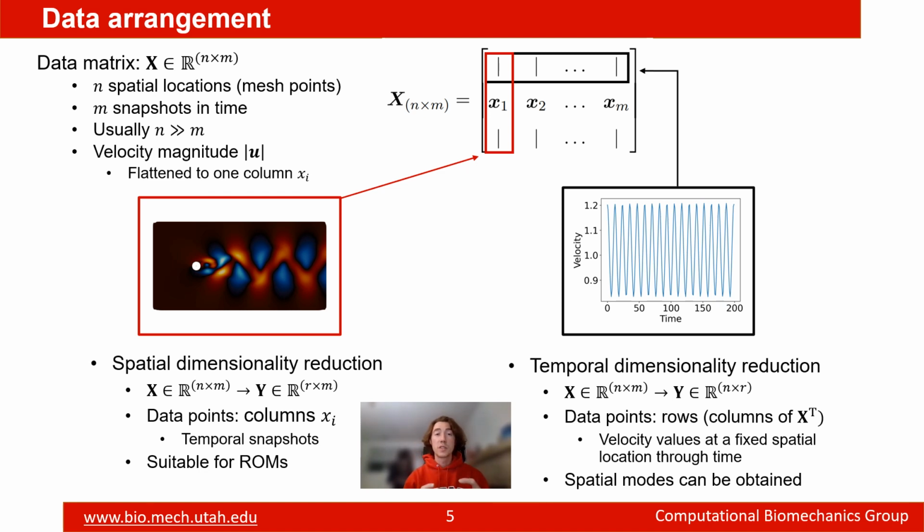If we reduce the size of the columns, we are essentially doing spatial dimensionality reduction, and that's needed for reduced order modeling. However, this will not give us these visual modes. To obtain visual modes, we have to keep the spatial size fixed and reduce the temporal size of our data, corresponding to reducing the size of the rows. Each row corresponds to velocity values at a fixed spatial location through time.